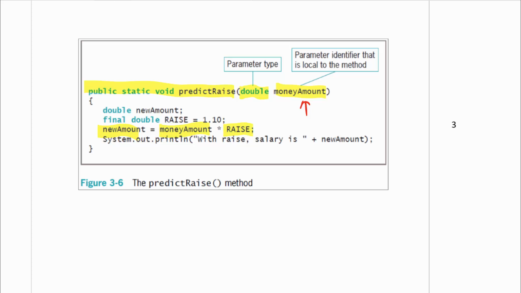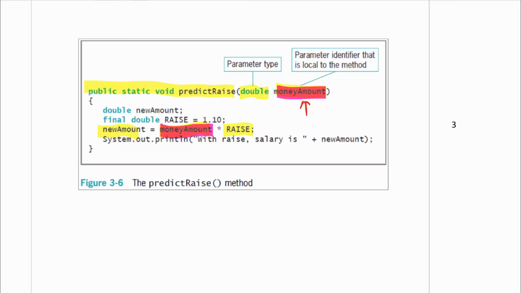And so whatever information you're getting here from money amount is going to be the same information you're passing to money amount down here, and you're just multiplying it by raise in order to figure out what the new amount of money is after someone gets a raise.